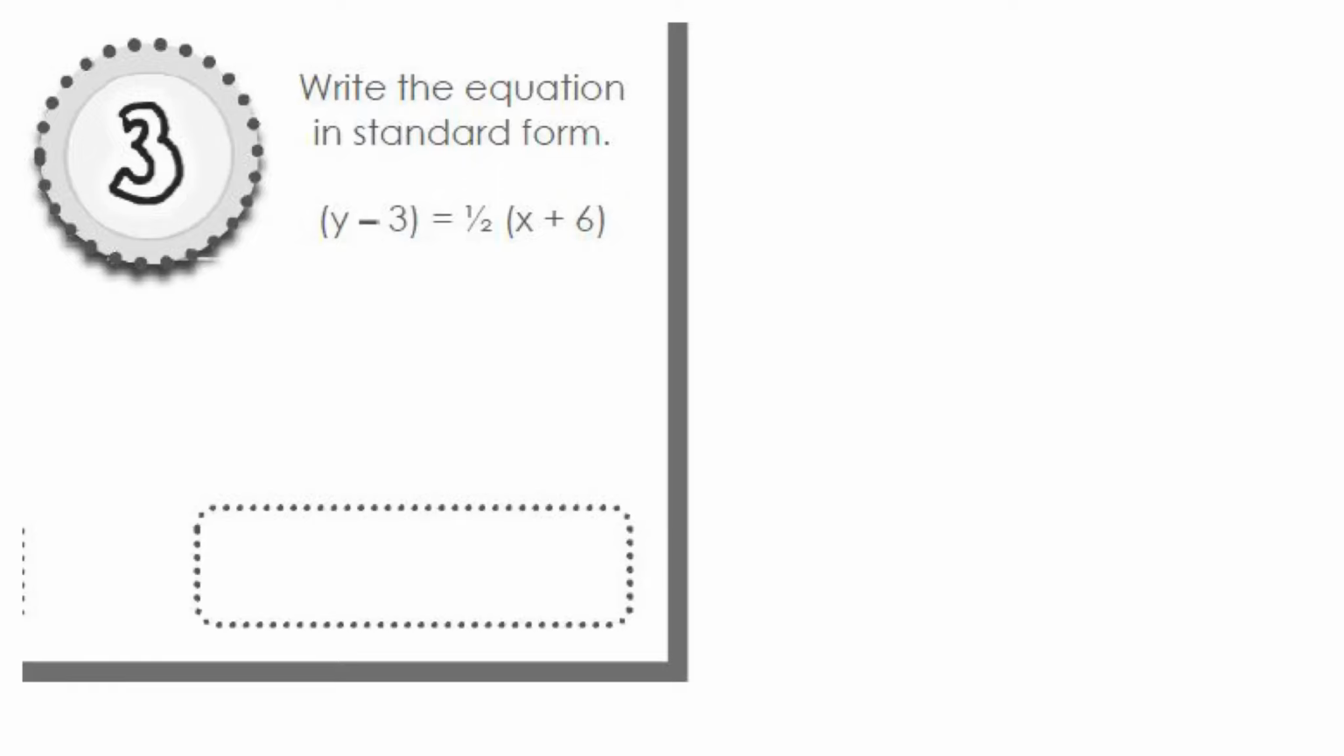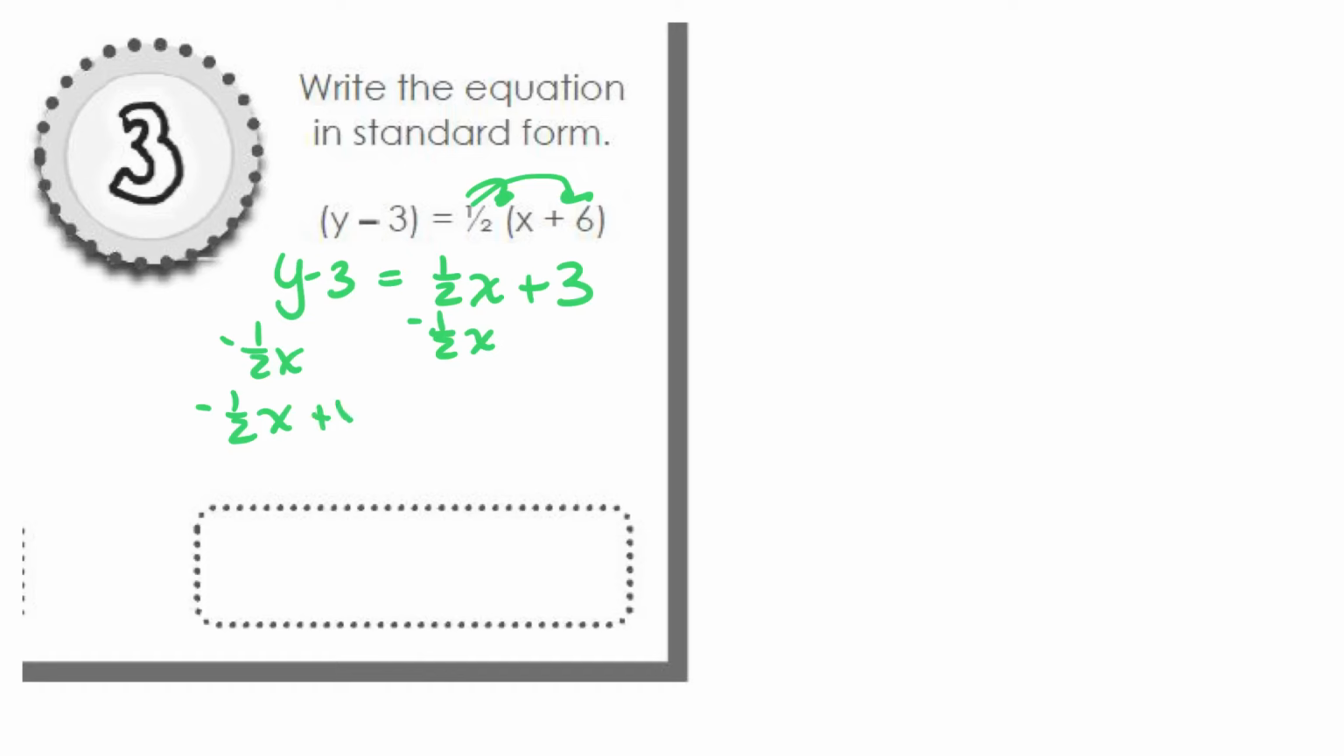point-slope form. So first I'm going to distribute this half to everything inside the parentheses. So I'm left with y minus 3 is equal to 1 over 2x plus 3, because half of 6 is 3. Then I'm going to subtract 1/2 x from both sides. So I'm left with negative 1/2 x plus y minus 3 is equal to 3. I'm going to add 3 to both sides, and I'm left with negative 1/2 x plus y is equal to 6.